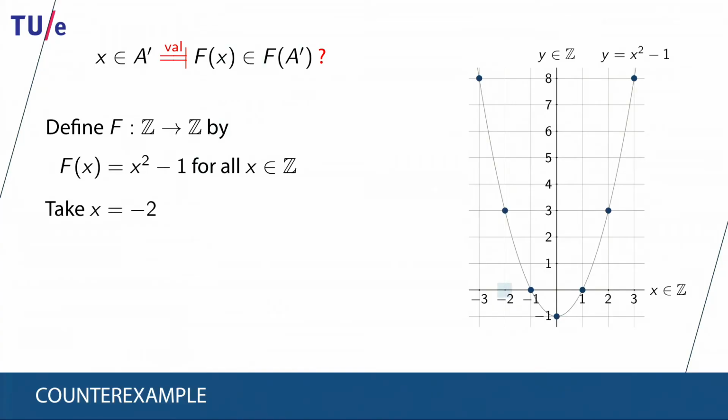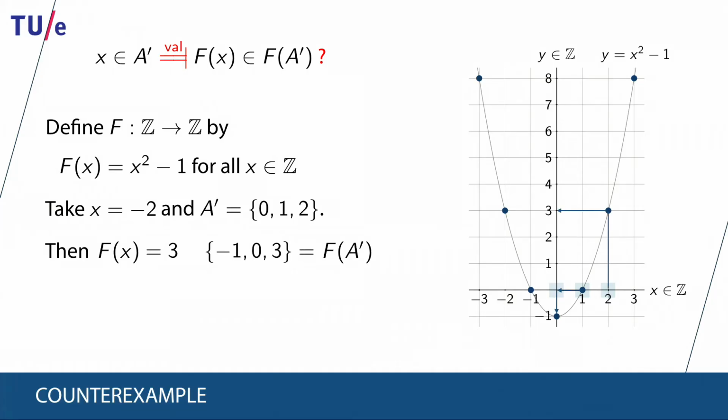Now take x to be minus 2, and A' to be the set consisting of the integers 0, 1 and 2. Then f of x equals 3, and the image under f of the set consisting of 0, 1 and 2 is the set consisting of minus 1, 0 and 3. Note that 3 is in this latter set. So the f of minus 2 is in the image under f of the set consisting of 0, 1 and 2. But x, which equals minus 2, is clearly not an element of the set consisting of 0, 1 and 2, which is A'. Thereby, we have refuted the statement at the top.